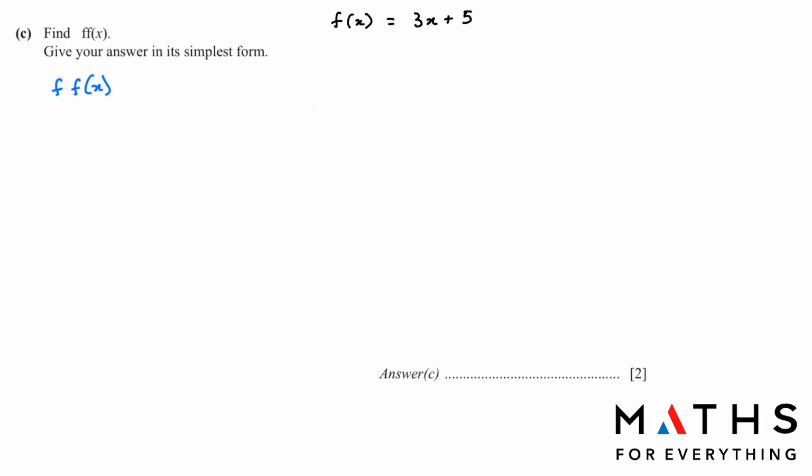So we will write is equal to 3, and in place of x, we will write 3x plus 5. Remember to put the bracket plus 5. Now we are going to expand it. 3 times 3x will give us 9x. 3 multiplied by 5 is 15 plus 5. So this is equal to 9x plus 20. That's our answer.